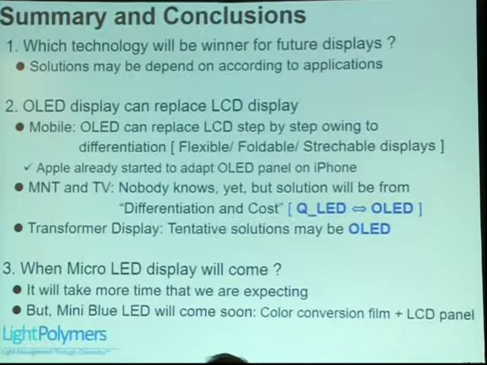For the transform display, the tentative solution may be the OLED. We don't know whether OLED will be the forever solution or not. The micro LED display will take more time than you are expecting. But the mini blue LED will come soon with the color conversion film and LCD panel.